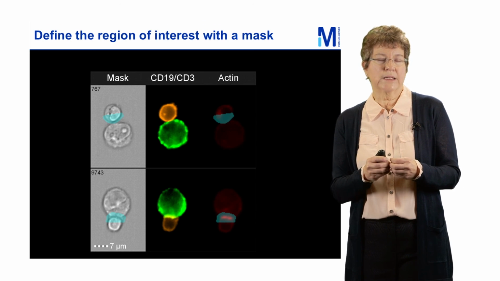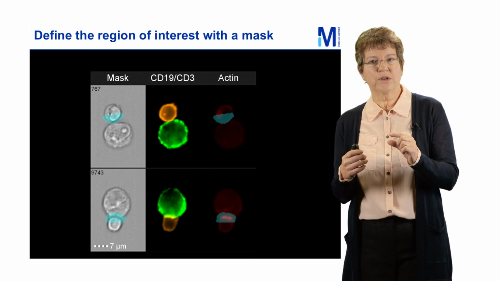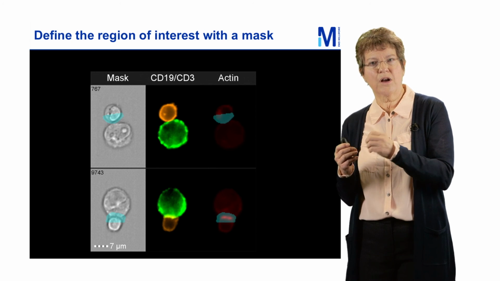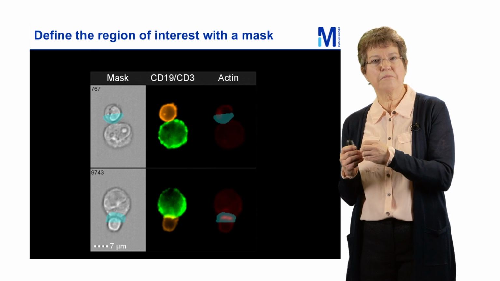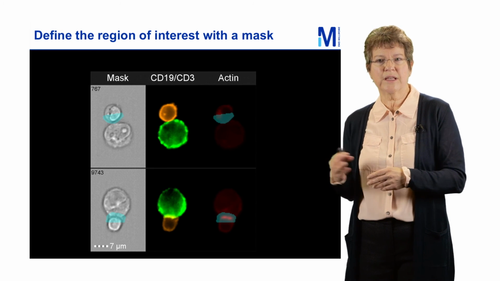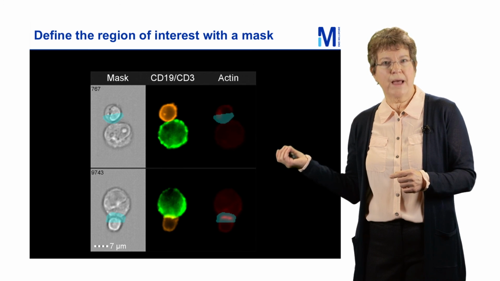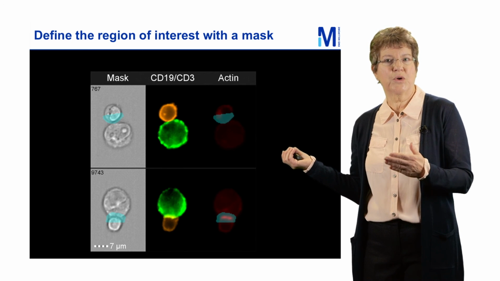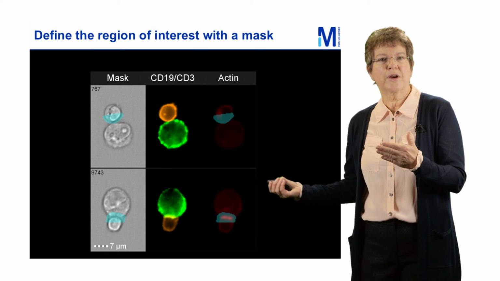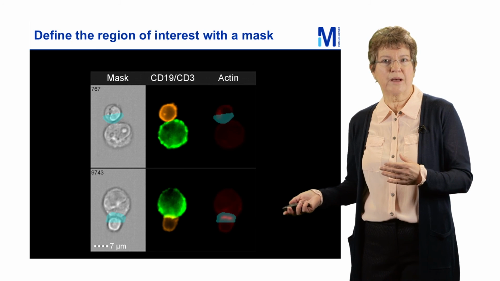One of the masks is called interface, and we have another one called valley, and there are ways that you can focus your attention on that point of contact between the two cells and then measure what's in there. As you can see in this example, the cell on the top has very little actin behind that mask, which is shown as the blue overlay. The cell on the bottom has a very bright actin image, so it has a mature immune synapse.